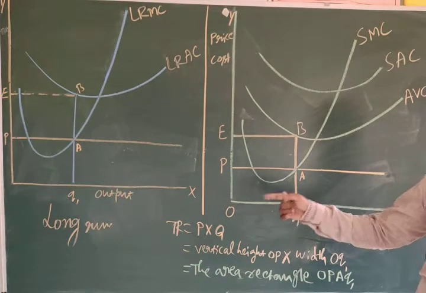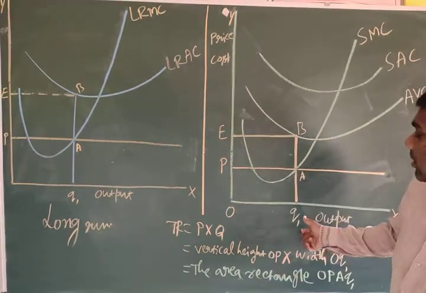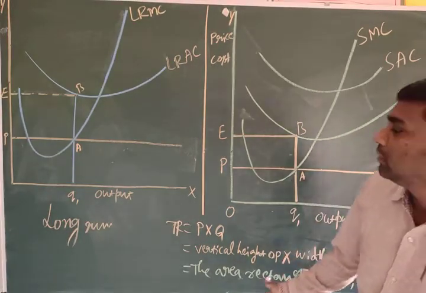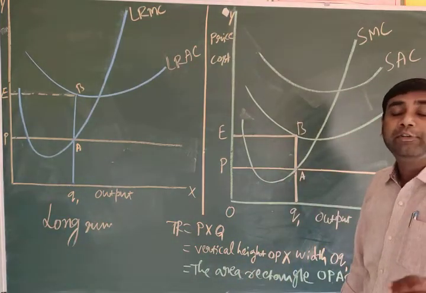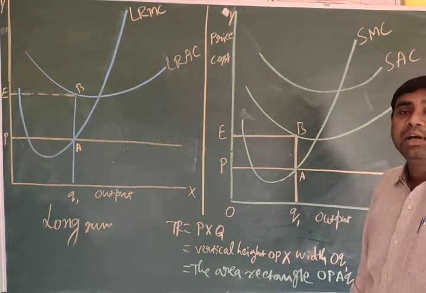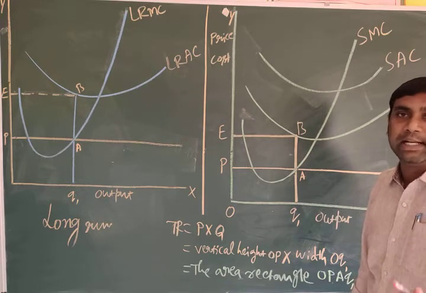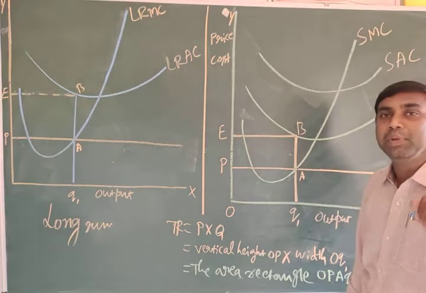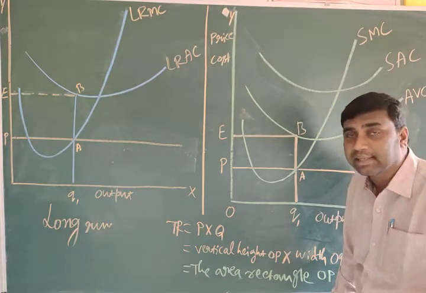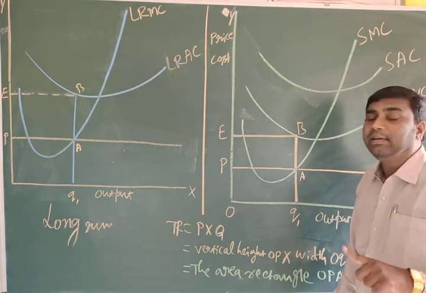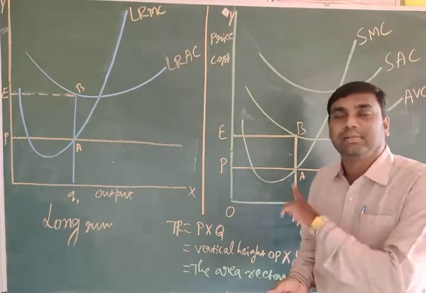Observe here. This is the third condition of profit maximization. This is the short run diagram, and this is the long run diagram. As you know, any firm that wants to reach the situation of profit maximization should fulfill three conditions. One is price should be equal to marginal cost. Second, marginal cost should not decrease at Q naught. And third, which should be divided into two parts: one is short run, another one is long run.